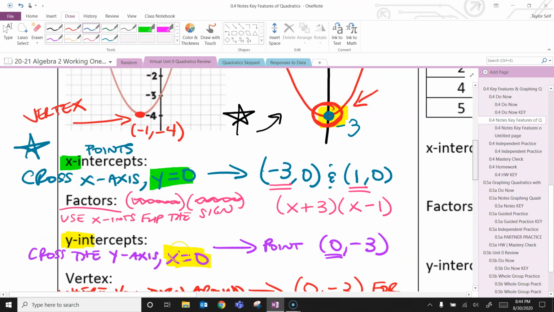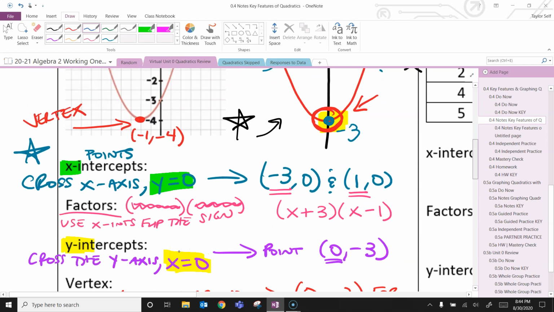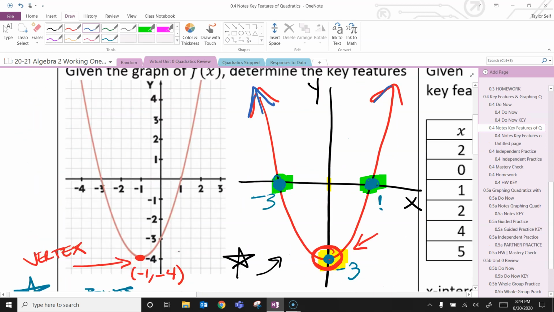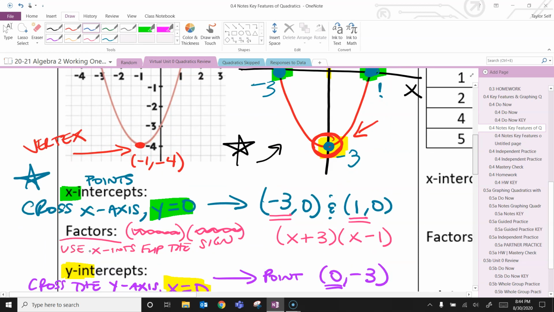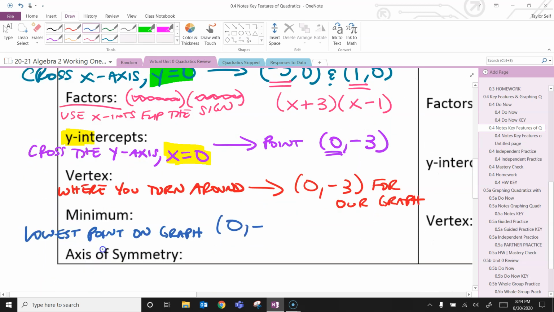And for an upward facing quadratic, so this quadratic is pointing up, right? For an upward pointing quadratic, the minimum is going to be the vertex, right? So we actually have the same minimum. We're going to say 0, -3, and again, it's for our graph.